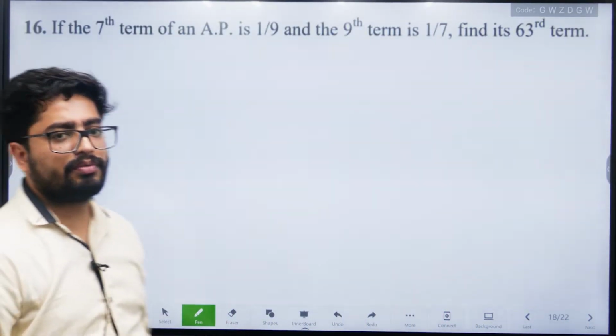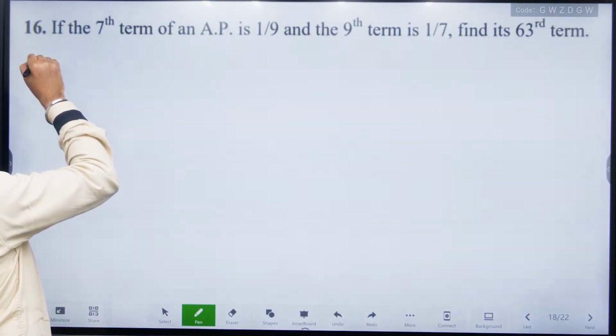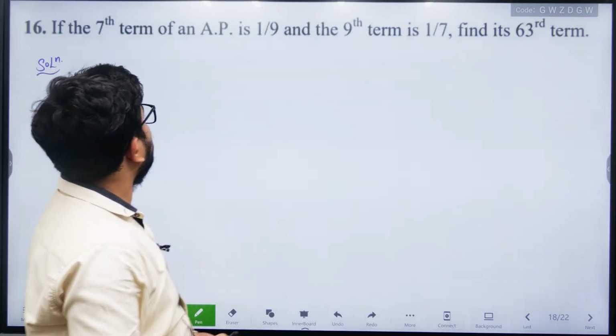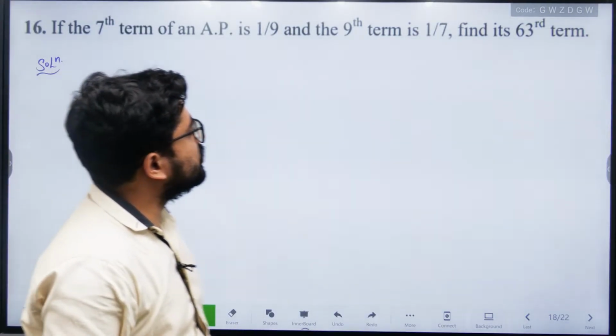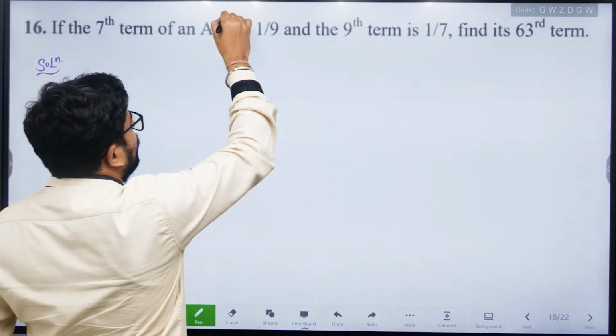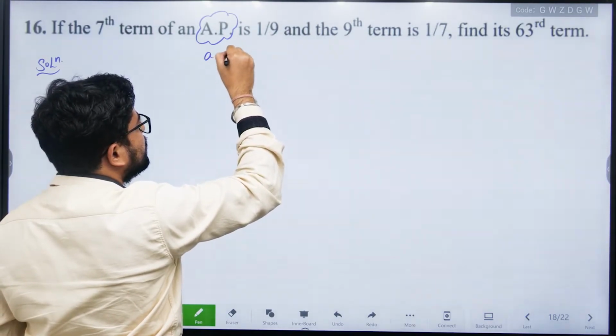So next question is, okay, that's from the revision part. Okay, and let's do the question here. If the seventh term of an AP is 1 by 9, and the ninth term is 1 by 7, find the 63rd term.